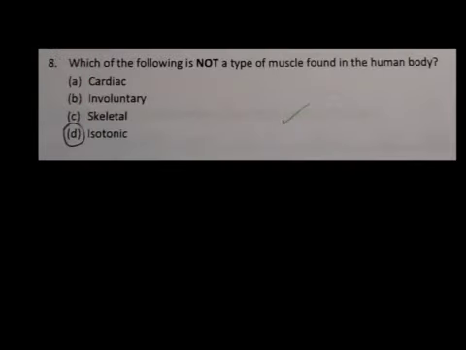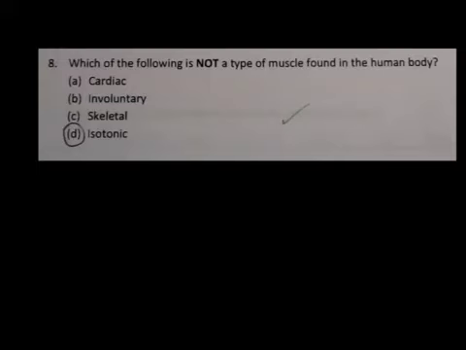Question 8, this one might have caught you out. Isotonic is a word that we associate with muscles, but more with muscle contractions. So isotonic is a type of muscle contraction rather than an actual type of muscle. So we're looking at isotonic as the answer.